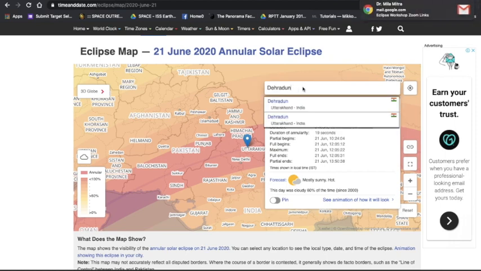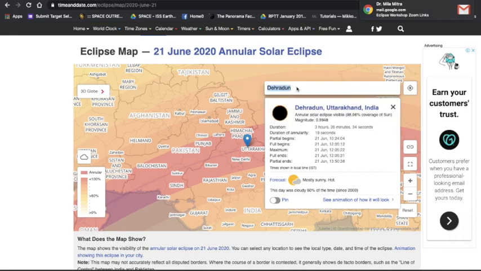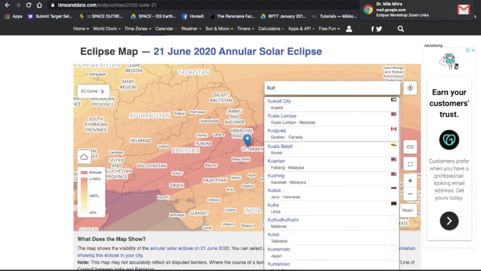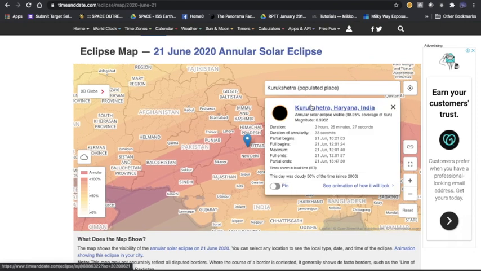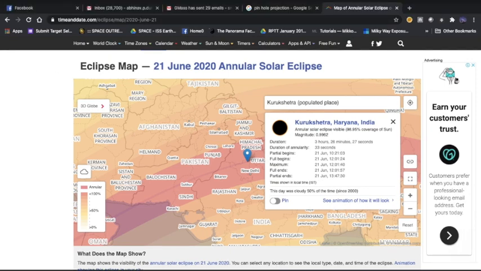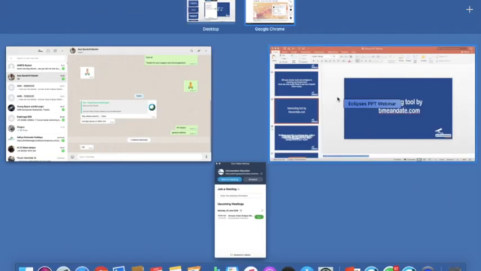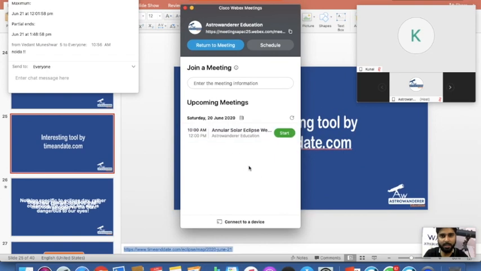We can talk about some place called Kurukshetra, if you have heard about it. Again, if you see, you can see the annular solar eclipse 98.95%. So these are the places from where the annularity will be visible. So you can go on this tool and search for your city and see if you can see the annularity from your place or not. Okay, let's get back to the presentation that we were conducting.